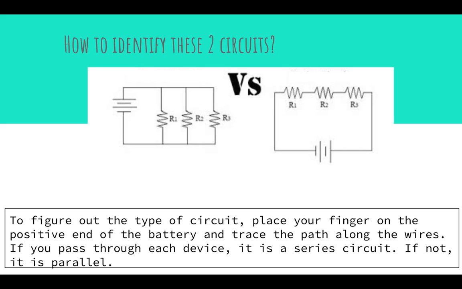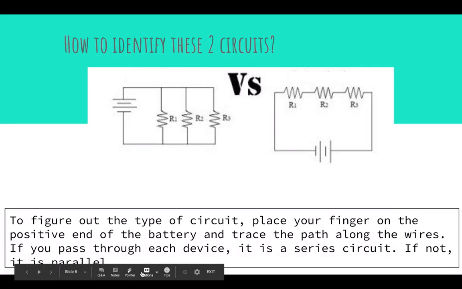So to figure out the type of circuit it is, it says place your finger. I'll put the cursor on here. Actually, let me see if I can pick a different cursor. Oh, there we go. So now you can see my little pointer thing.